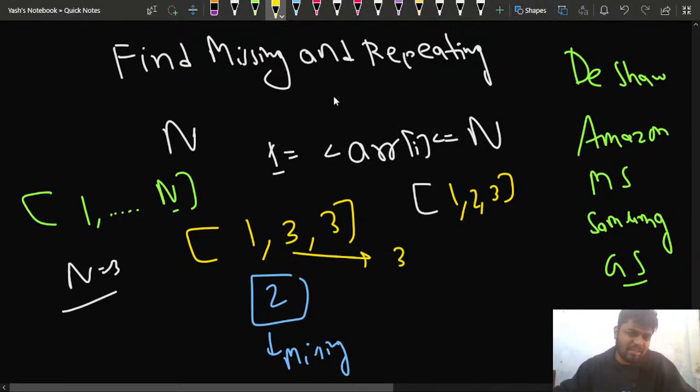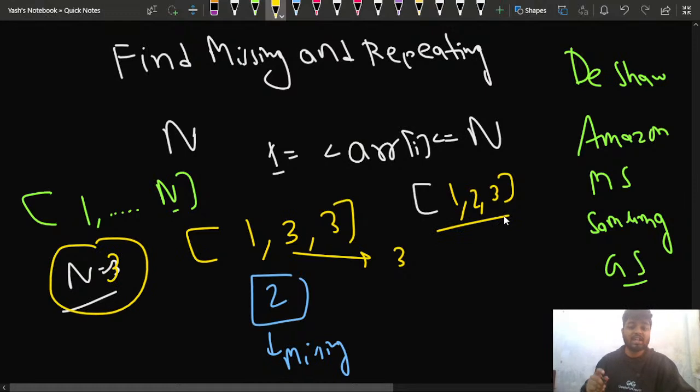I have taken a very small example, where the size of the array n is equal to 3. If the size is 3, the elements should be present between the range 1 to 3. In the original array you have 1 3 3. So 2 is the element which is not present, and 3 is the element which is present more than once, right?